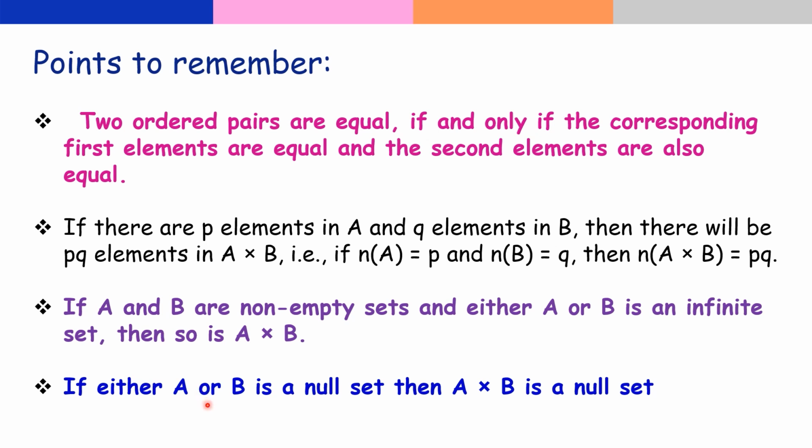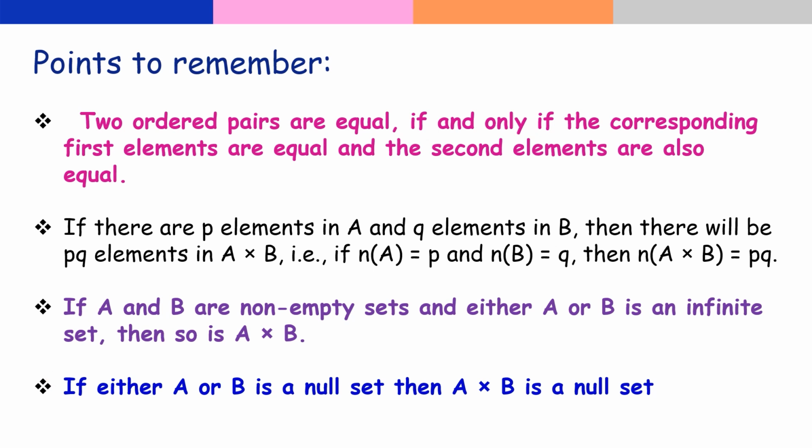If either A or B is a null set, then A cross B is also a null set. If any one of the sets is a null set, I cannot multiply any element with the other set. There is no element at all to multiply, so the Cartesian product will not have any element. Remember, for the Cartesian product to have elements, elements should be present in A as well as in B. If elements are not there in any one of the sets, my Cartesian product set will also be a null set. Got it, children? So these are the points you need to remember regarding Cartesian product.